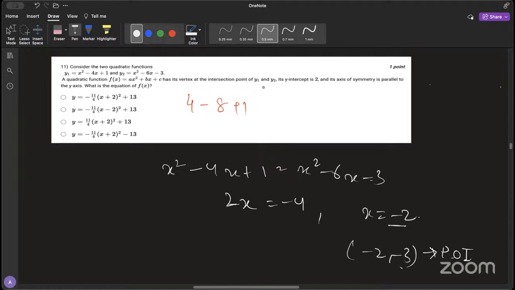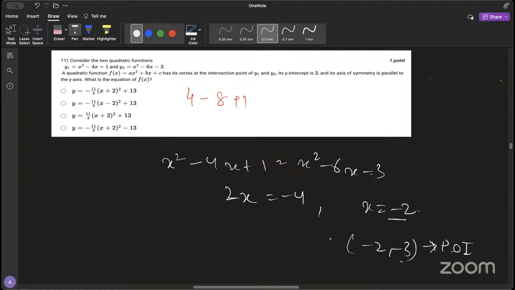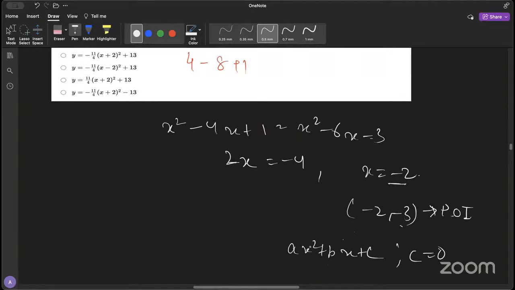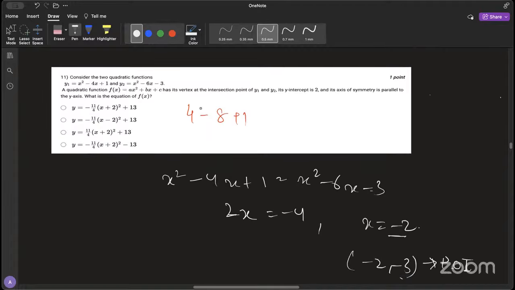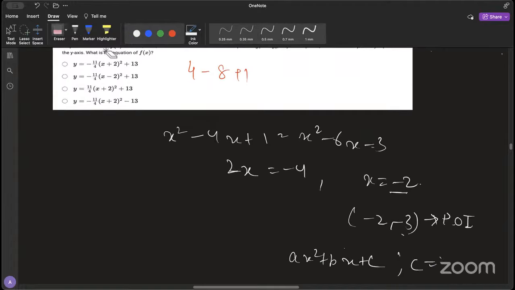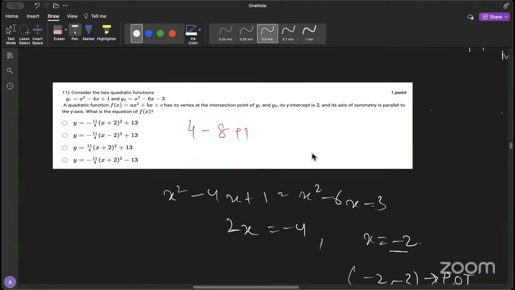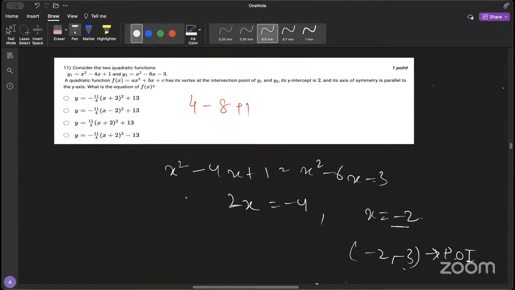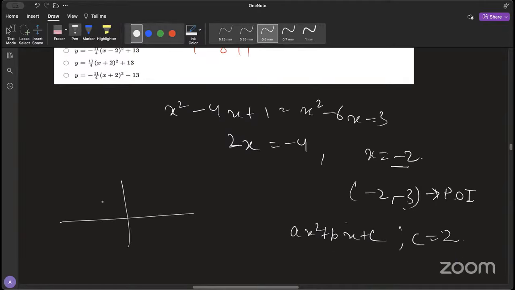Then it further says its y-intercept is 2. So that means if you have the form ax squared plus bx plus c, then c should be 2, because the y-intercept is when you substitute x equals 0. And its axis of symmetry is parallel to the y-axis. That means it's of this form, or this. It could be any of these.